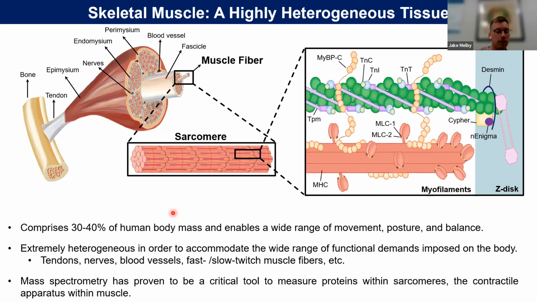So mass spectrometry has proven to be a critical tool to measure the proteins found within these sarcomeres, which again, as I've already mentioned, is how muscle actually contracts.